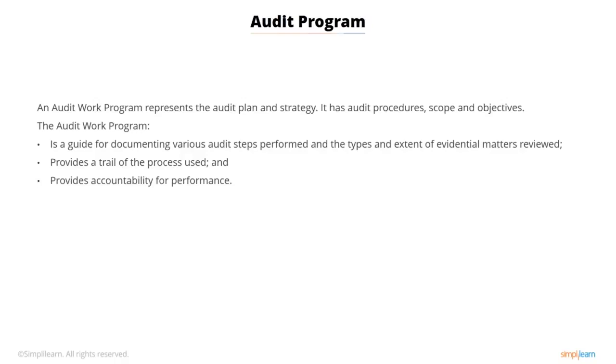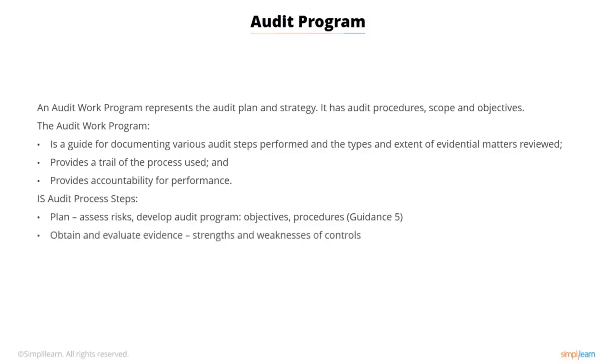Whatever approach you use to auditing, it always comes down to 4 basic steps. First is planning. You always assess risks first, and you develop your audit program in light of those risks. You also have objectives and procedures. Recall Guidance 5 that we looked at in an earlier lesson. Once you have your plan, you have to obtain and evaluate evidence.